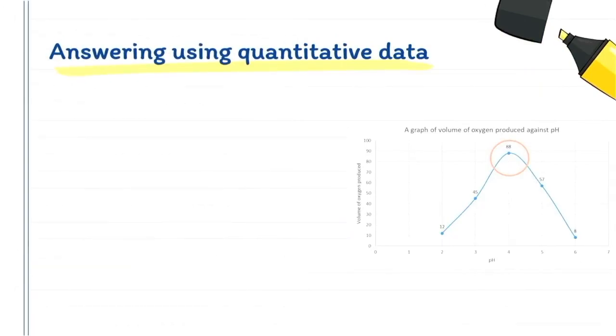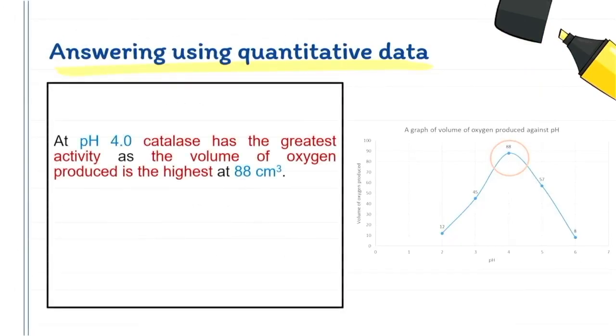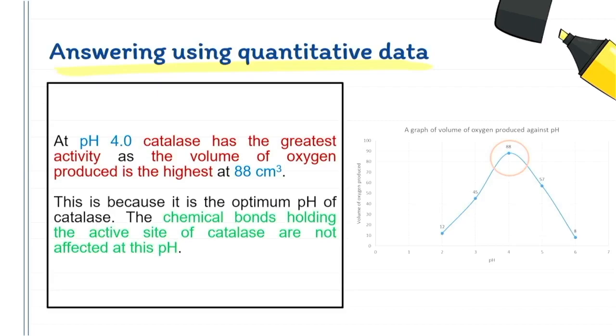At pH 4, catalase has the greatest activity as the volume of oxygen produced is the highest at 88 cm3. This is because it is the optimum pH of catalase. The chemical bonds holding the active site of catalase are not affected at this pH.